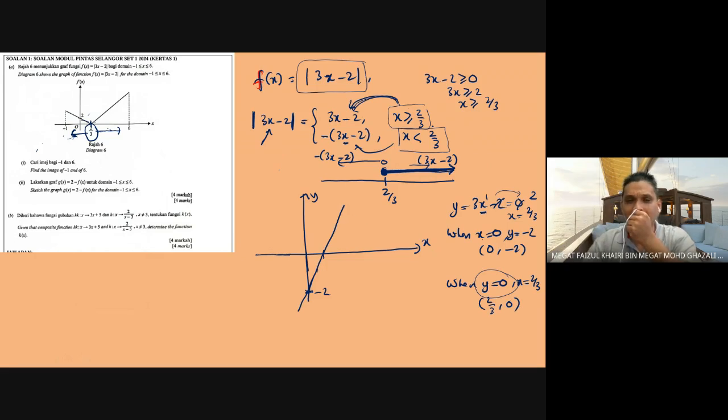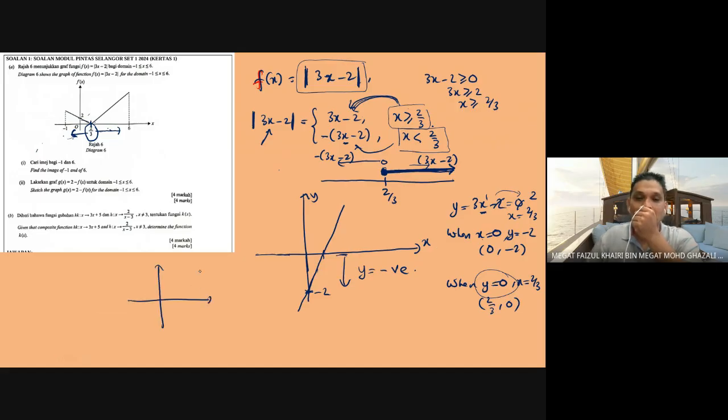Then this is the graph of 3x minus 2. Now, once we put this sign of absolute value, as I told you, if we substitute any value of x, the function automatically becomes positive. Even if it's negative, it becomes positive. So in that case, the part of the graph below the x-axis is where y is negative. Just remember this.